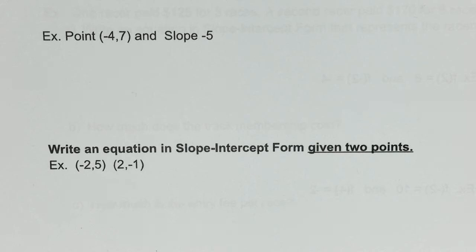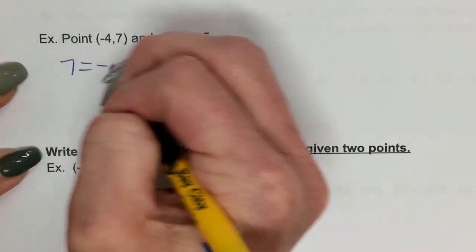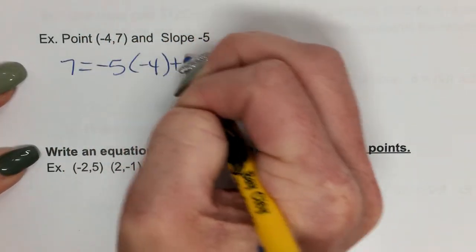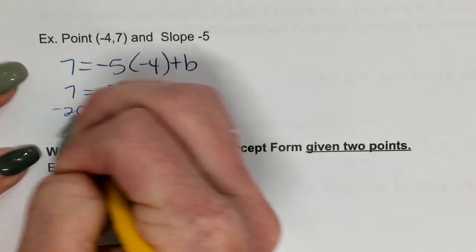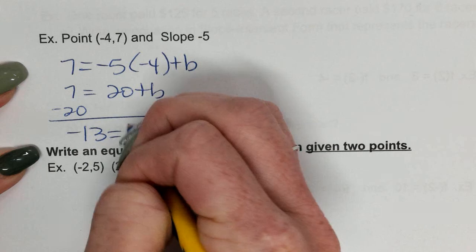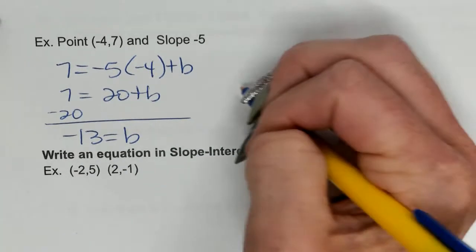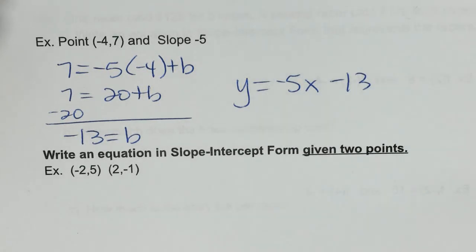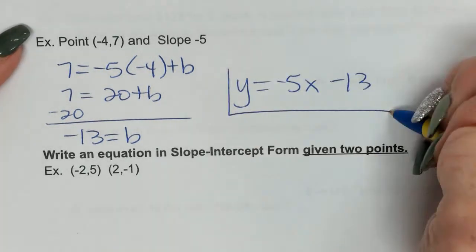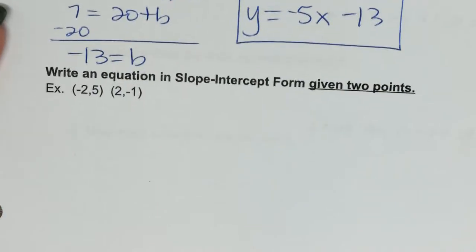Great, most of you got it right. I don't think I saw anybody who missed it. So you should have done 7 equals negative 5 times negative 4 plus b. That's 7 equals 20 plus b. Subtract 20 and you got negative 13, correct? So I have y equals negative 5x minus 13 or plus negative 13. Very good.